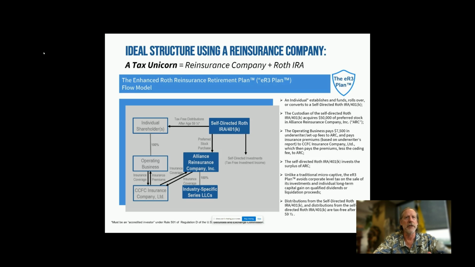So the alternative that we've created is to have the shares in Alliance Reinsurance Company owned inside of a self-directed Roth IRA or Roth 401k. I personally prefer the 401k just because of the additional flexibility and the fact that you can fund one pretty quickly with as much as $69,000 or $76,000, depending on if you're over age 49. Whereas the Roth IRA is generally slower to get started unless you already have built one up and you converted.